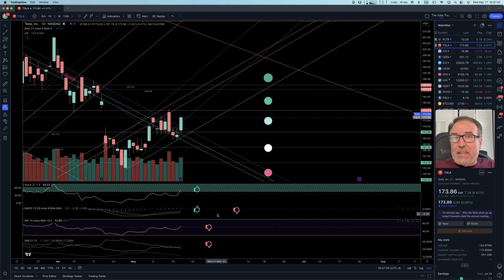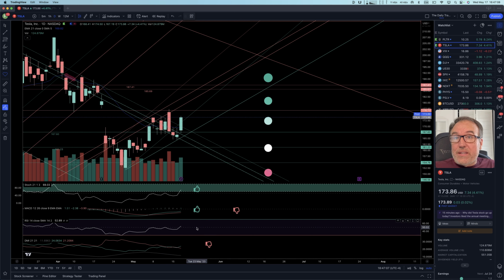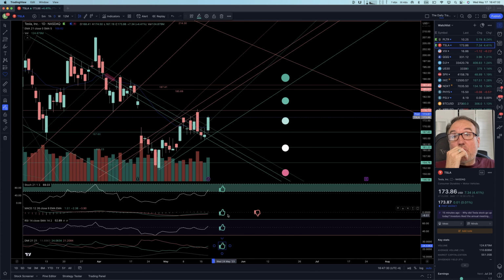Also, RSI, when it's above 50, this is considered bullish. So it is now at 52.89. So we are going to give it a green thumb up. And also DMI, which has a different computation than MACD, but we can understand the same thing, which is that when the green line is above the red line, this is bullish. We are going to put our last green thumb. So from an indicator perspective, Tesla is turning bullish today.